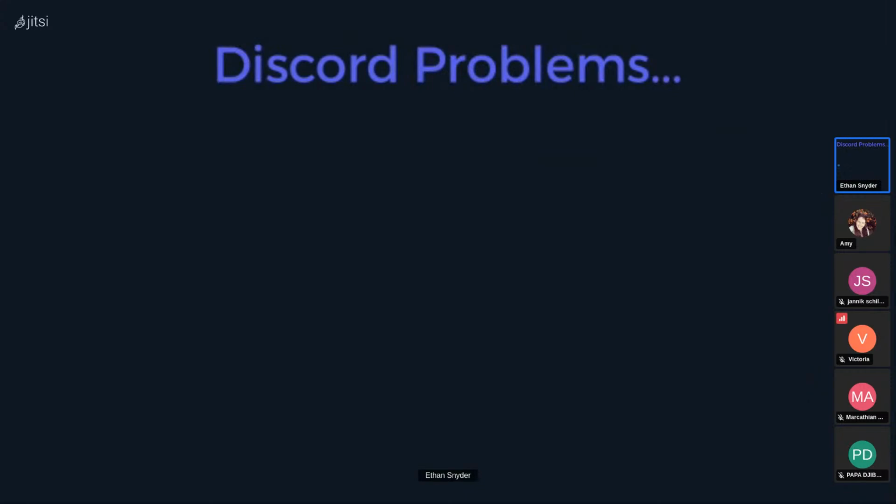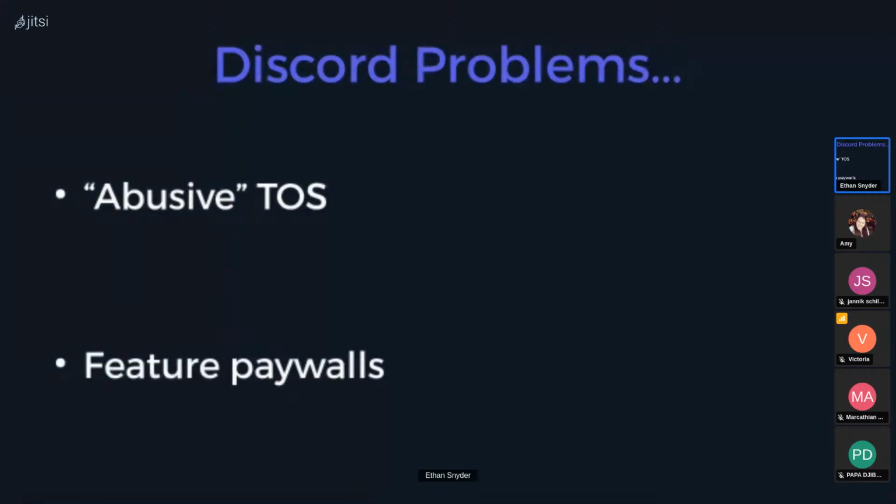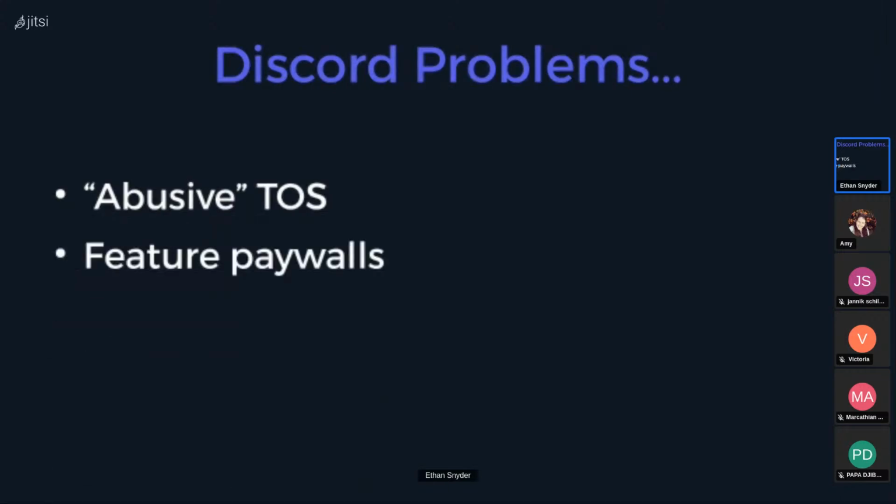But there's some issues with using Discord. First and foremost, it has abusive terms of service. They can read your private messages and content and delete your content without reason, ignores the do not track header, etc., etc. Then you have feature paywalls.